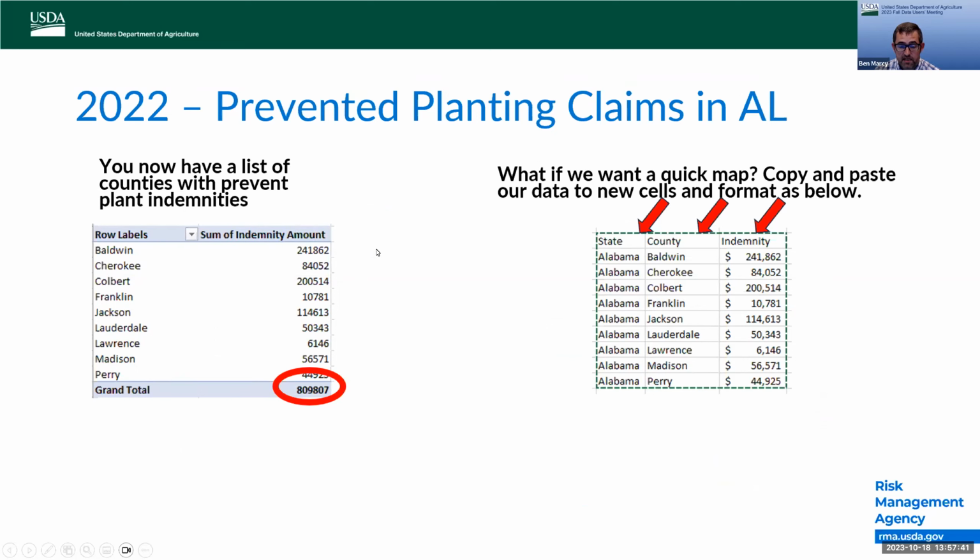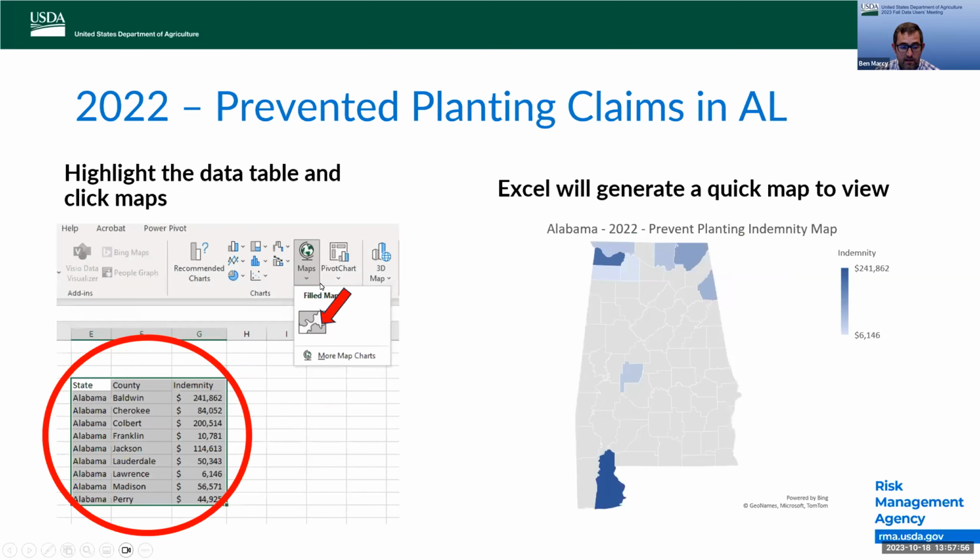And because we do know the state and county, there's actually some nice tools readily available in Excel where you can create a quick map of this. If you have the state, county, and indemnity all copied together here, you can go up and use this function in Excel to create a map and just do a filled map, and it will populate across the state here a bit of a heat map of where indemnity payments have been made for prevent plants in Alabama. So that is the first example.